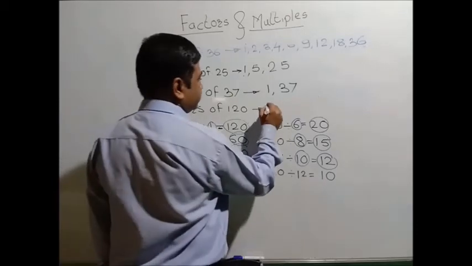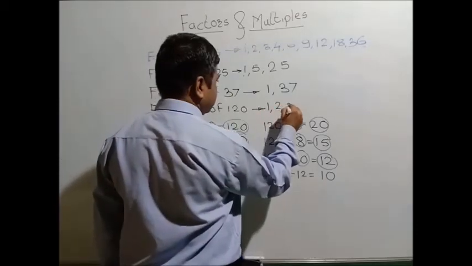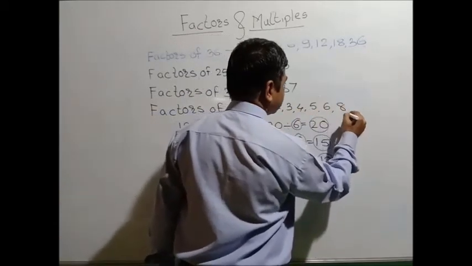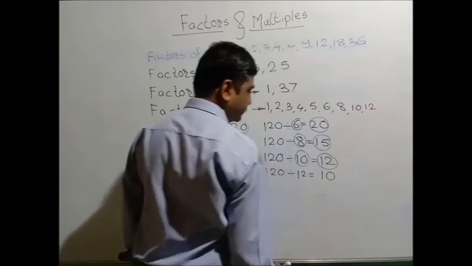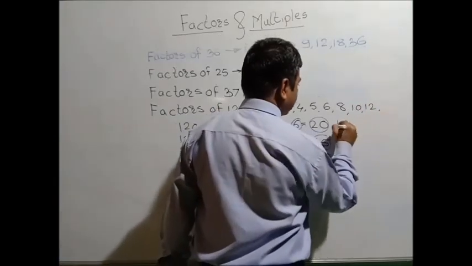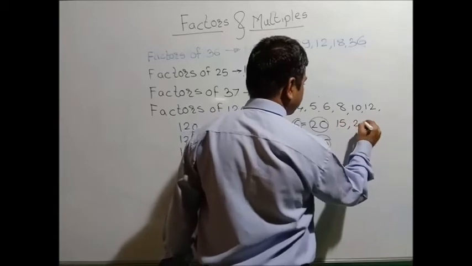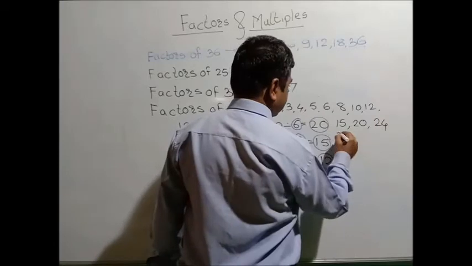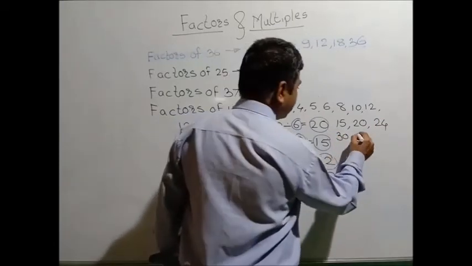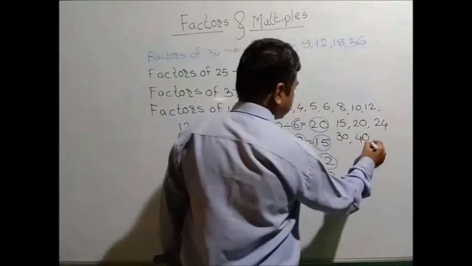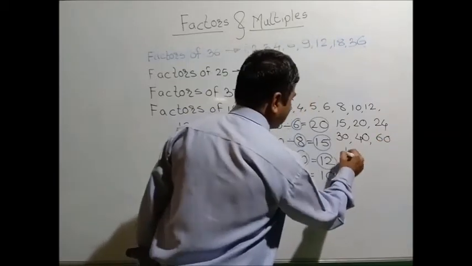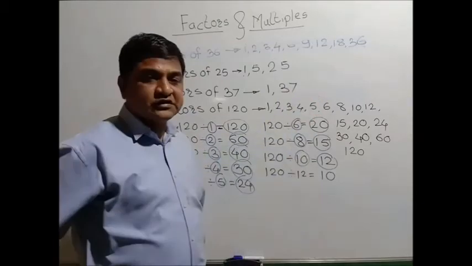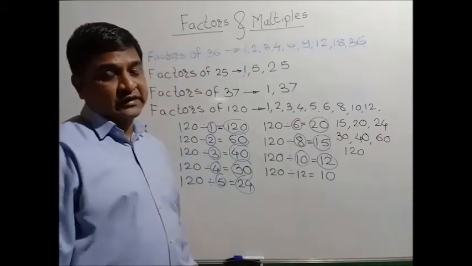So we will list down the factors of 120 as 1, 2, 3, 4, 5, 6, 8, 10, 12. Then we have 15. Then we have 20, 24, 30. Then we have 40. Then we have 60. And we have 120. Now we have a large list of factors of 120.